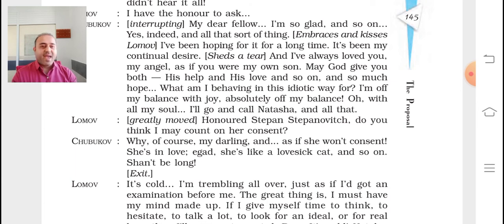Okay, agreed. Agreed means it is a kind of a sound, a slang which is usually used for agreed. Agreed means oh my god, right? He's trying to say oh my god. She is like a love sick cat, and so on. Shan't be long. That means Shubuko is trying to say to Lomo that my daughter is also loving you.